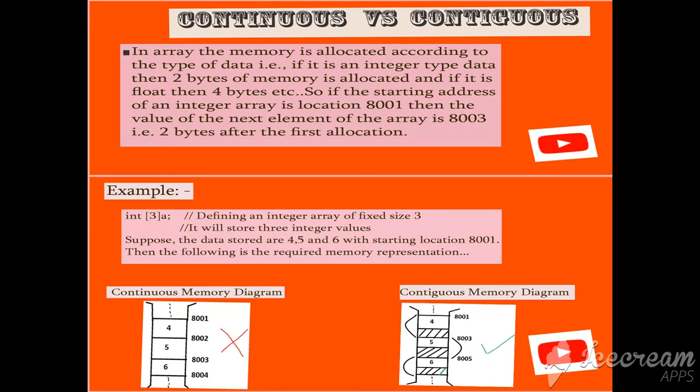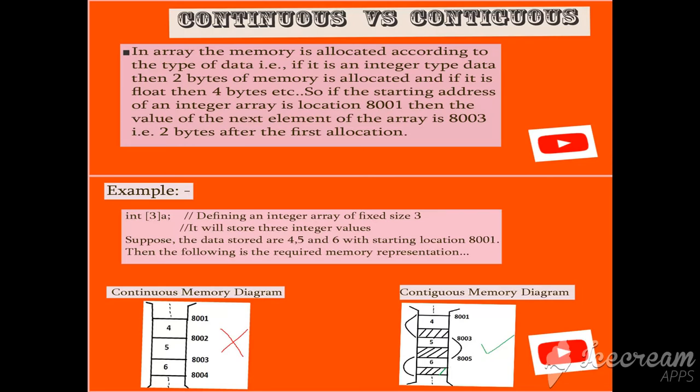So to demonstrate it, we have taken an example. That is, we have defined an integer array of size 3. That is, it will be storing 3 integer values. Suppose the data stored are 4, 5, 6 with starting location 8001. Then the memory representation becomes as shown.